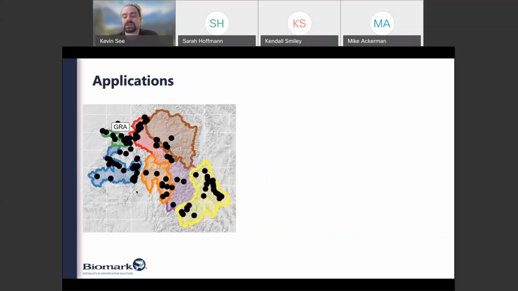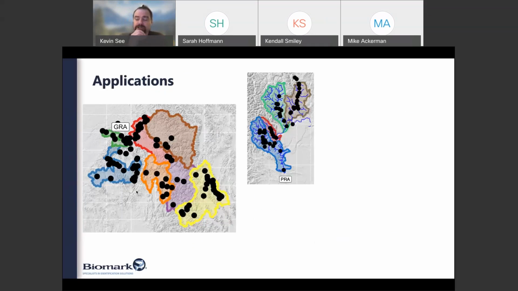So let's talk about some of the different applications we've built for this kind of model. We've been talking about this Snake Basin model, starting at Lower Granite. We've done that for wild spring summer Chinook and wild hatchery for a number of years. Wild steelhead. The Upper Columbia for fish starting at Priest Rapids.